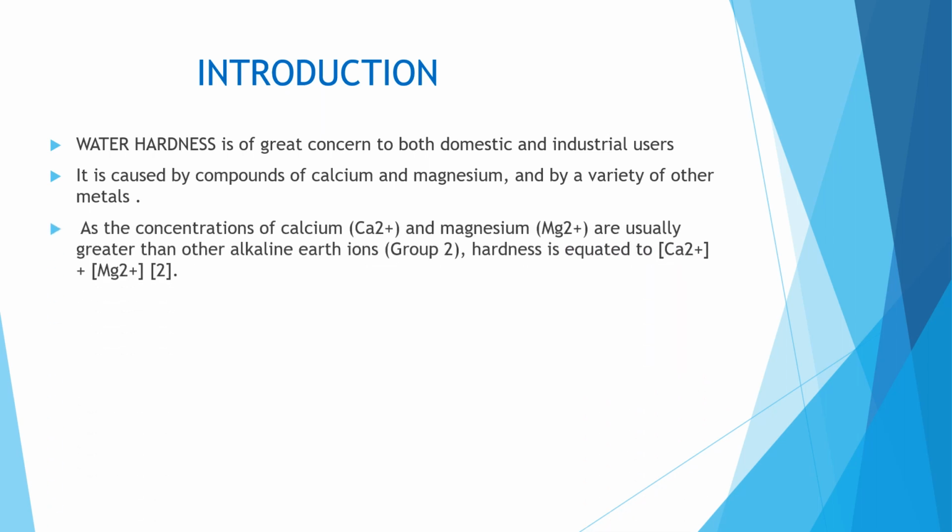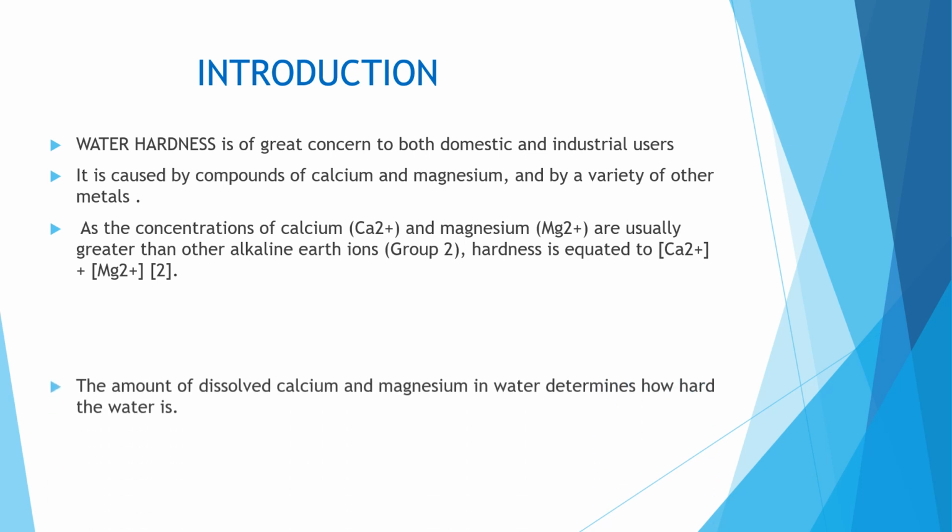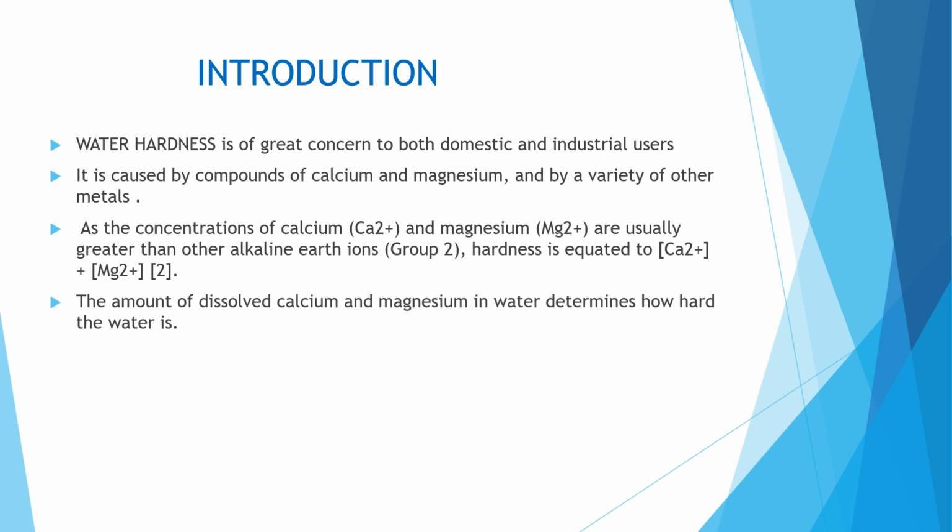The concentrations of calcium, found as Ca2+ in the aqueous state, and magnesium, Mg2+, are usually greater than those of other alkaline earth ions. Hardness is equated to Ca2+ plus Mg2+. It is the amount of dissolved calcium and magnesium in water, indicating how hard the water is.